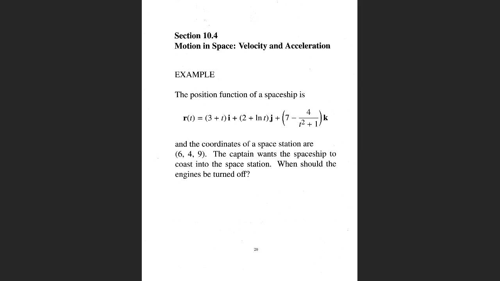So this example, I think, demonstrates a lot. It covers some nice things in section 10.4. We ought to do an applied problem dealing with velocity. In this problem, you're told that the position function of a spaceship is given by this position vector, and the coordinates of a space station are (6, 4, 9). The captain wants the spaceship to coast into the space station. In other words, when should the engines be turned off?